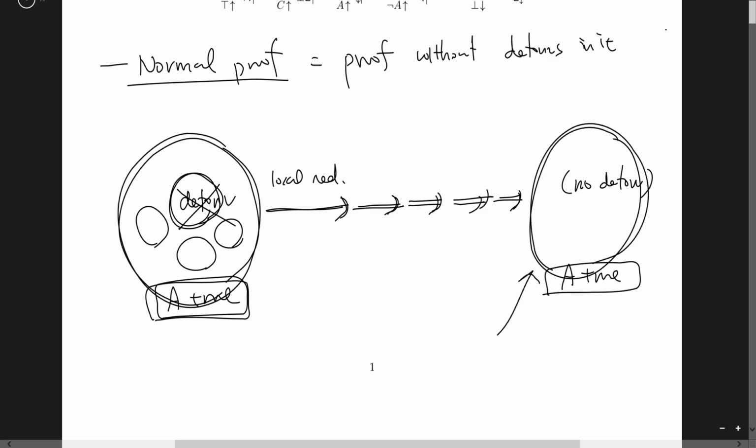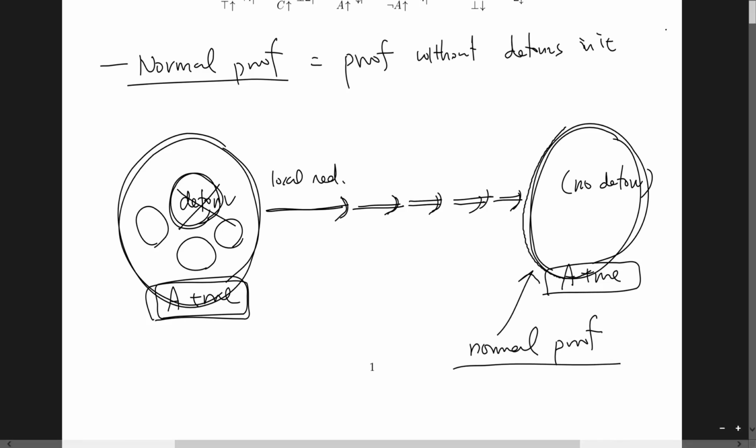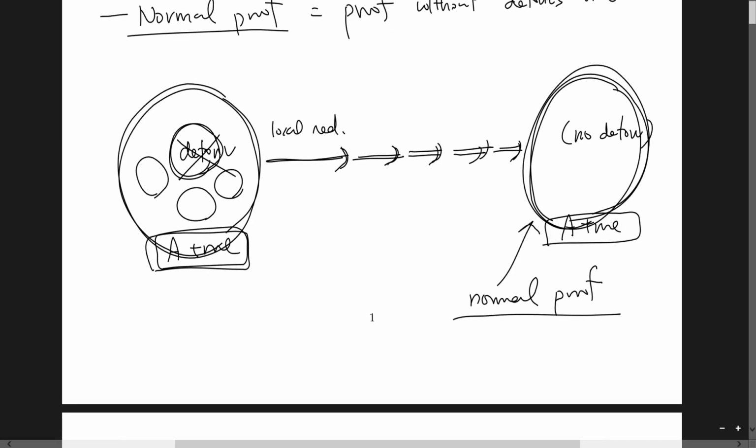And this is called normal proof. And we can show that the size of this normal proof is minimal with respect to some particular metric, although syntactically the size of this proof can be much larger than this one.